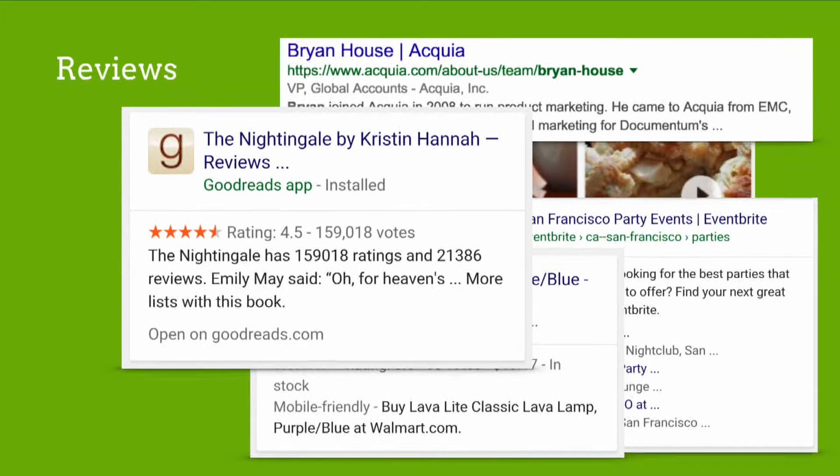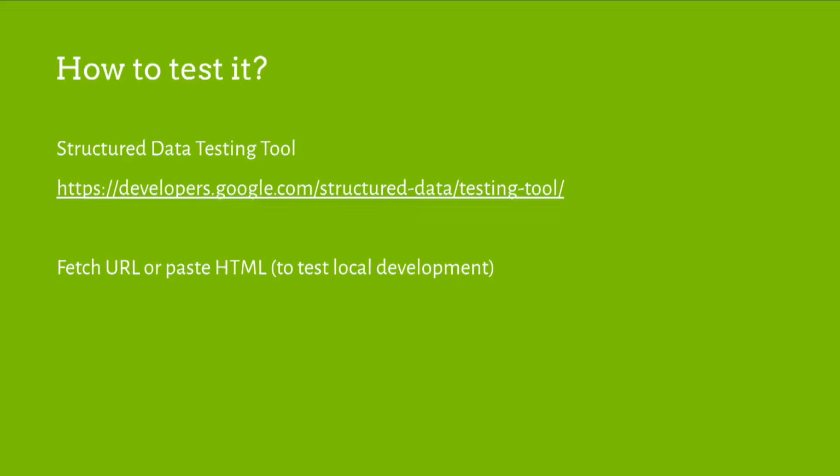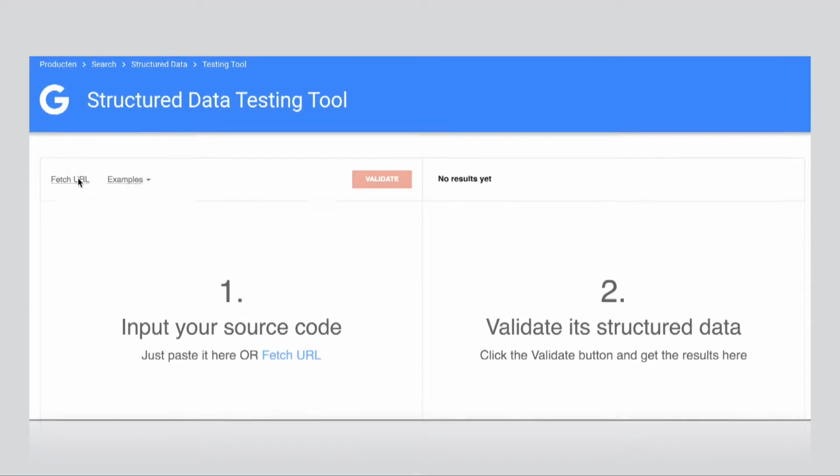They have a nice tool to test your HTML. So if you are working on implementing schema.org, you will go to this URL and you can either paste a URL and Google fetches the HTML and shows the results, or you can paste in full HTML if you are developing on a local environment. So let's show you how it works.